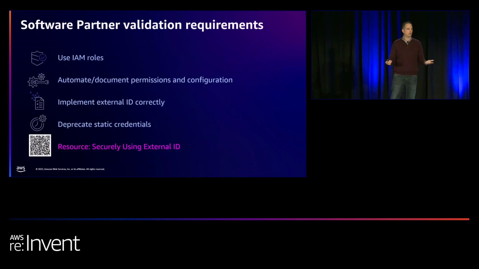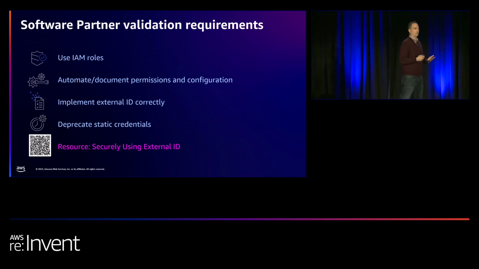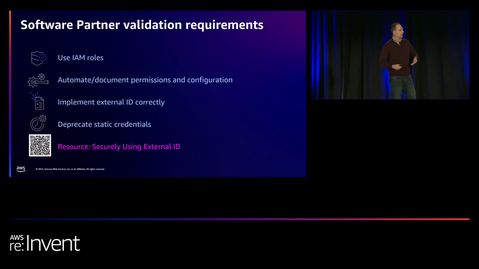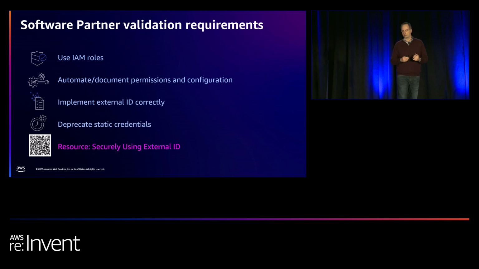So again, what are we looking for from a software product when it comes to customer account access? Use temporary credentials, use IAM roles, not users and static credentials. Automate as much as possible, and if you can't automate, at least document well the process and the specific permissions and configurations that customers need to give you. What we don't want is for a customer to not understand exactly what permissions are necessary for your product to run, and then go off and create star policies that just grant access to everything. So make sure you're giving them the guidance they need to do it the right way.